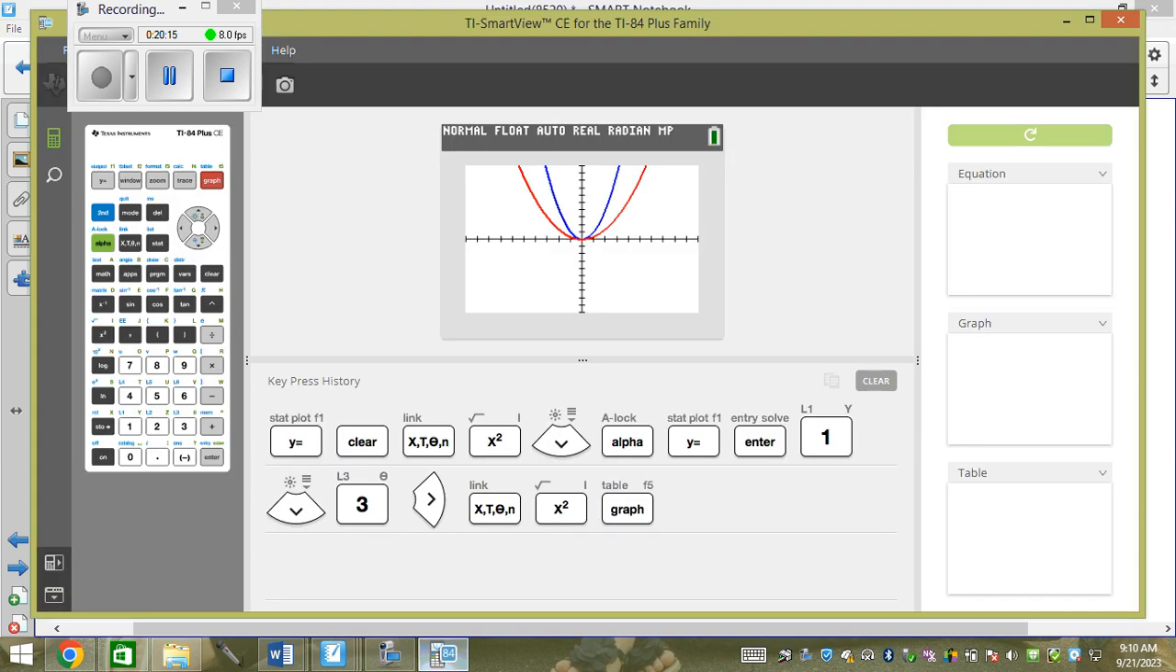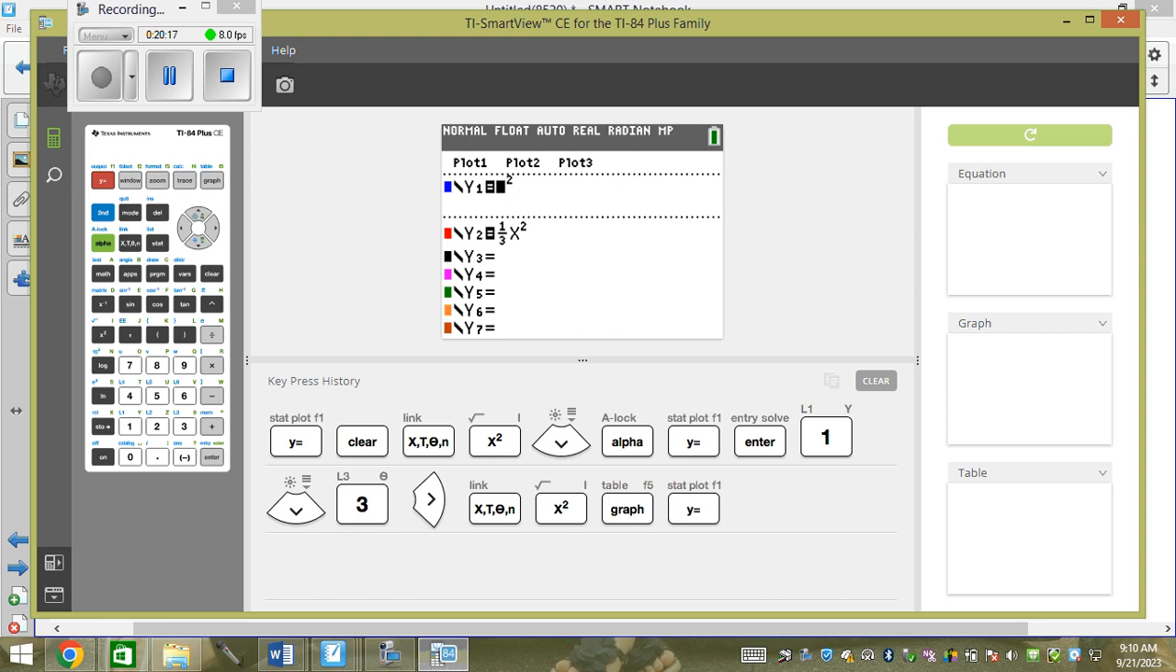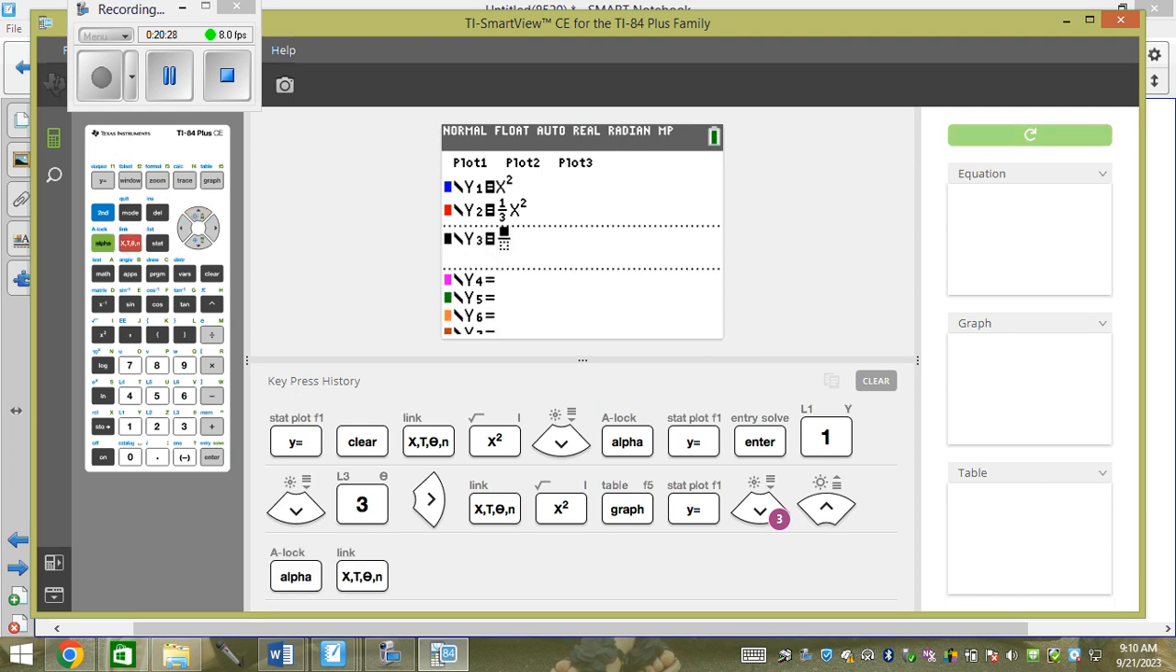All right. So if we go to y equals and we put in, let's say, a larger fraction than a third. What would be larger than a third? 2/3. That blew my mind.